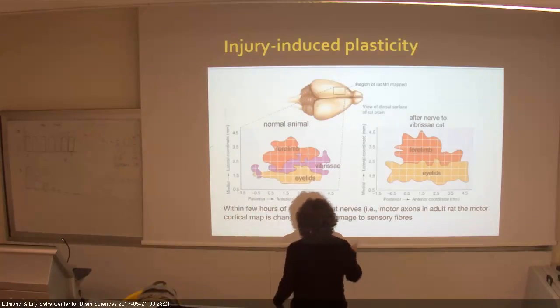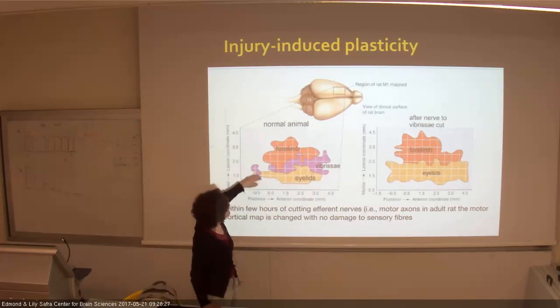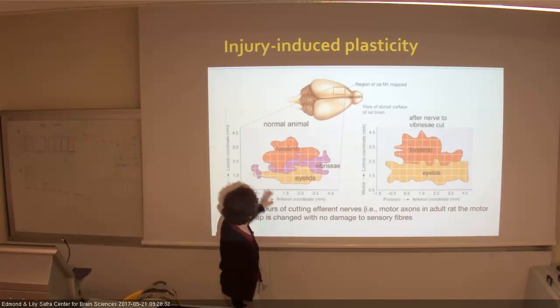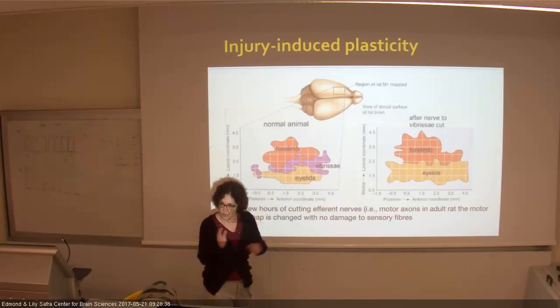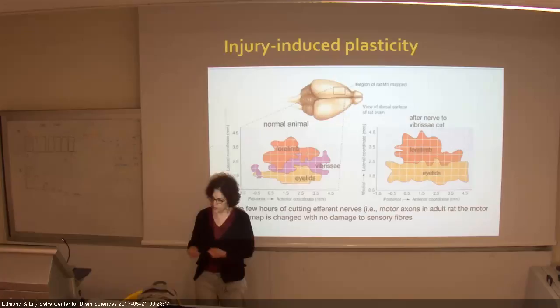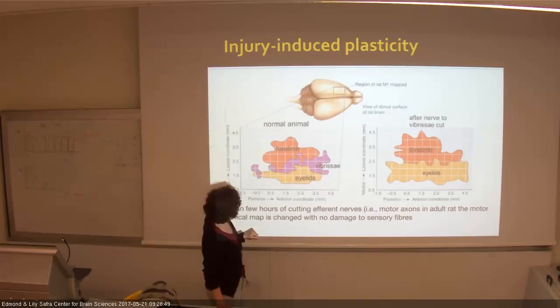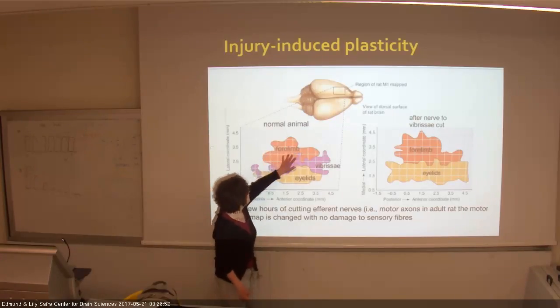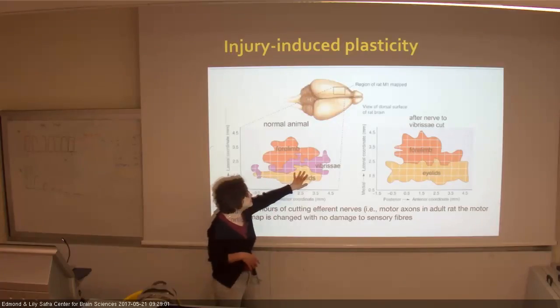Okay, the other type of plasticity that we see in the motor cortex is what is called injury-induced plasticity, and this is work that was done in rats. You take a region in the primary motor cortex of rats. In rats, the distinction between motor and sensory areas is not as well defined as in monkeys, but there is still a motor map. You map it, and you see there is an area related to forelimb, to motor control of the vibrissa, which is very important for rats, and to eyelids.